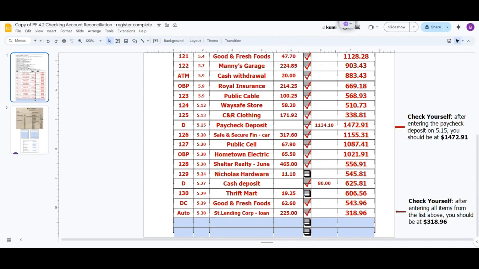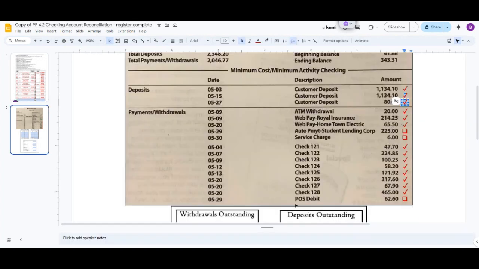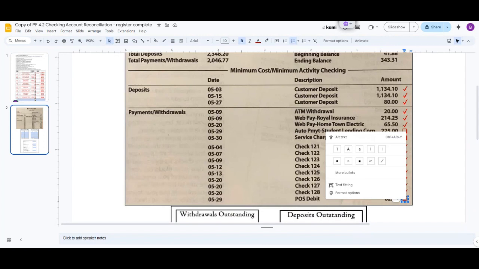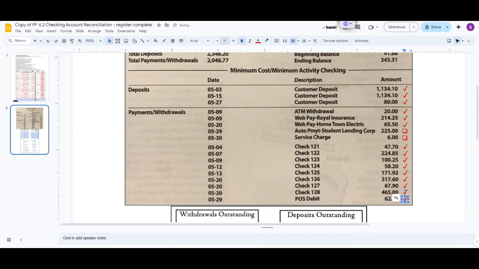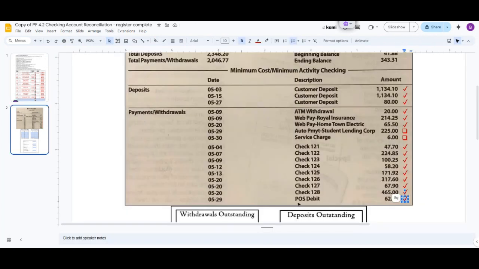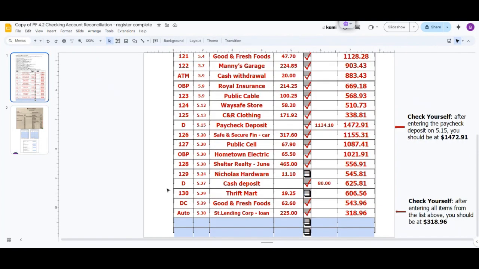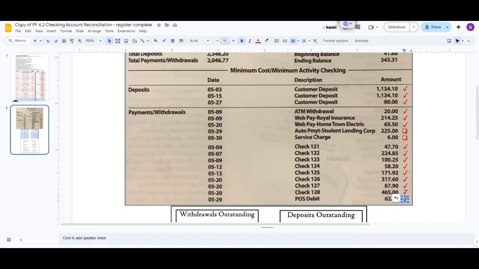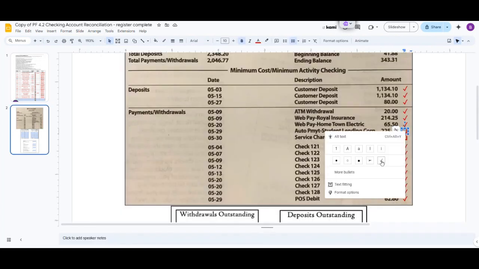All right, debit card purchase for 62.60 is right down here. It says a POS debit, so that means the debit card was used at a point of sale. So POS, when we're talking about money, is point of sale, not piece of whatever. All right. And then finally, an automatic withdrawal of $225 for a student loan is right there. So I can check that off.